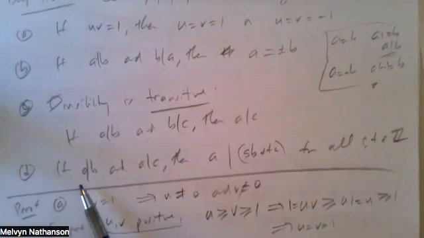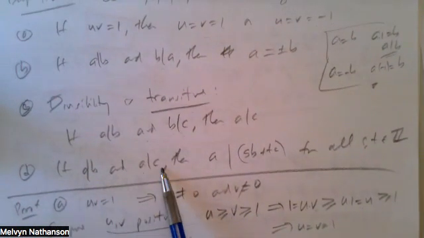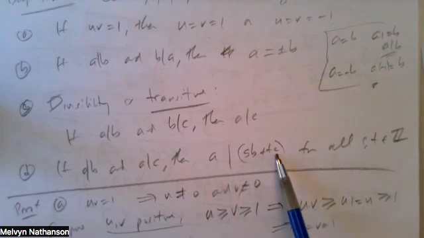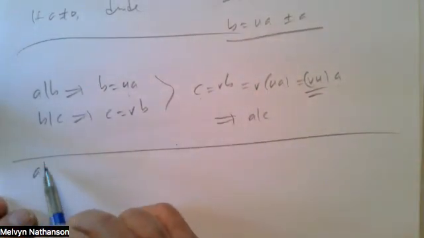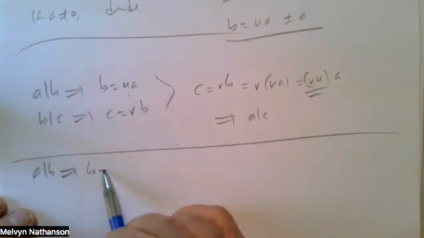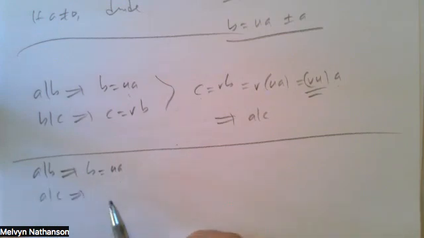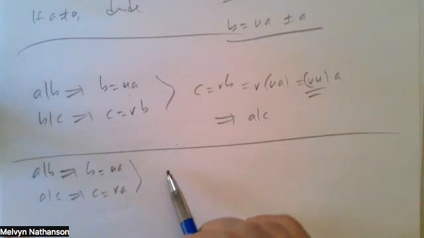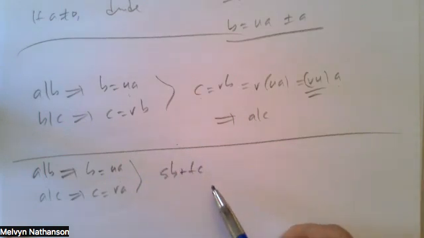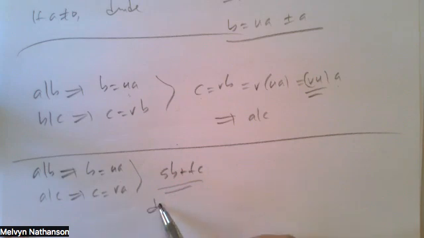And what is the last item we have to prove? If a divides b and a divides c, then a divides sb plus tc for any integers s and t. So let's prove that. A divides b means b is u times a. A divides c means c is v times a. So suppose I take a number of the form sb plus tc. I want to show this is divisible by a.